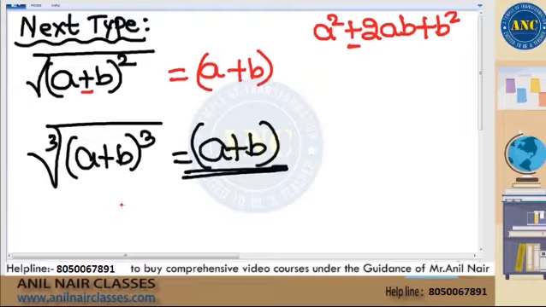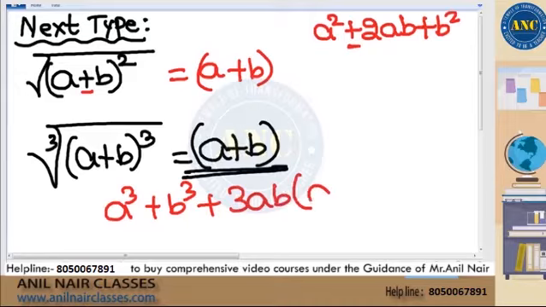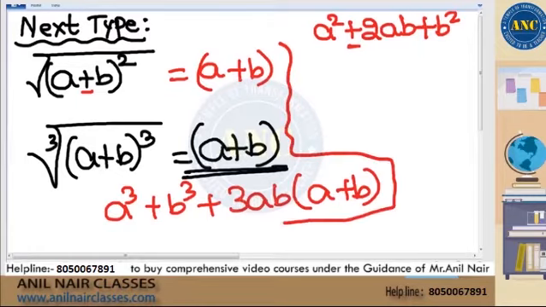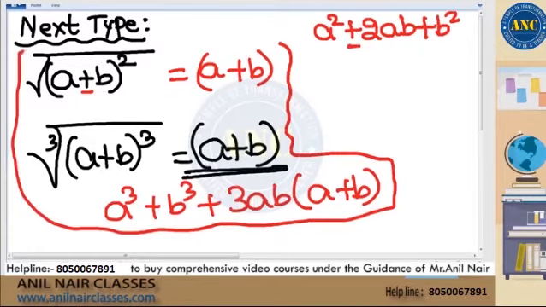So (a plus b) whole cube is a cube plus b cube plus 3ab into (a plus b), right? I am sure that you know all these very important identities in algebra.